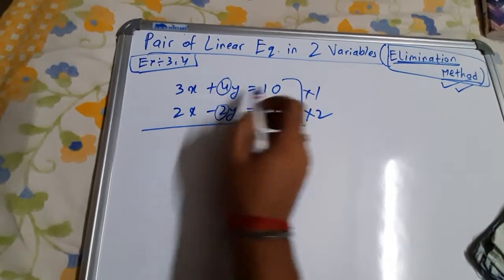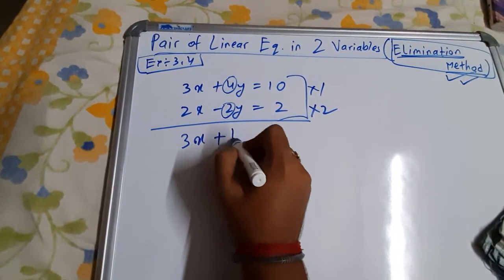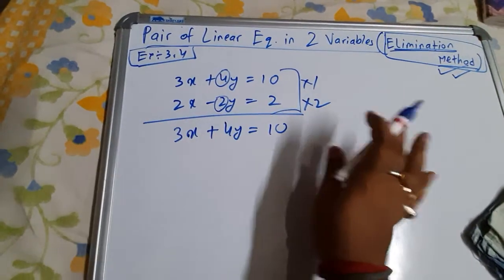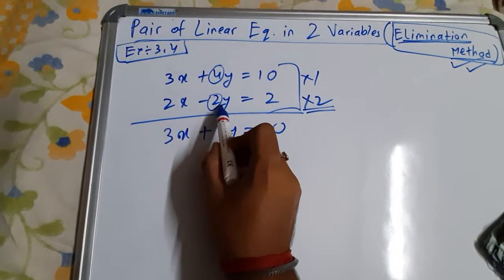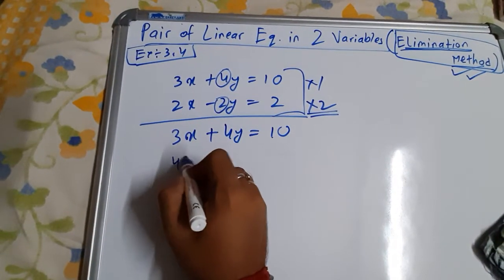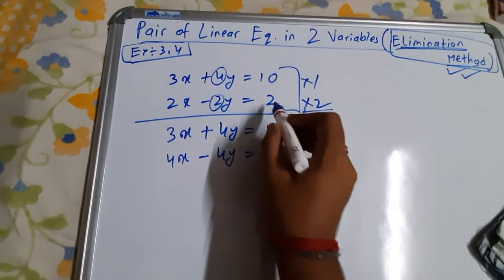Now this equation will be as it is, unchanged: 3x plus 4y equal to 10. The first equation remains untouched. The second equation is multiplied by 2. That means all the terms will be multiplied by 2. This 2x will be multiplied by 2, it will become 4x. This minus 2y will be multiplied by 2, it will become minus 4y. This 2 will be multiplied by 2, it will become 4.